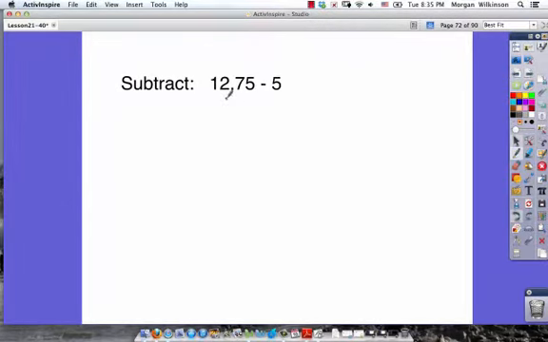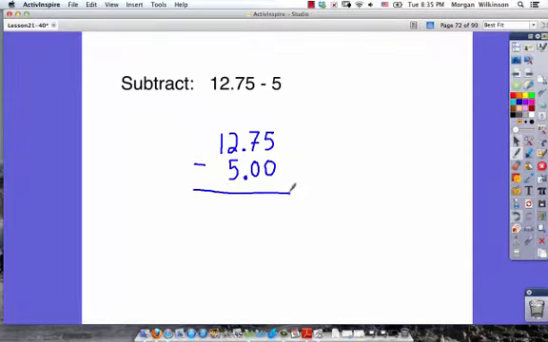Alright, let's subtract. We have 12.75 minus 5. We're going to do the same thing. We're going to stack these vertically. So 12.75, or 12 75/100ths, minus 5. And notice, the 5 is in the 1 spot, the 2 is in the 1 spot, so they're stacked vertically on top of each other. Now we want a value in each one of our place value positions, so we're going to add 5.00, because that's the same as 5.